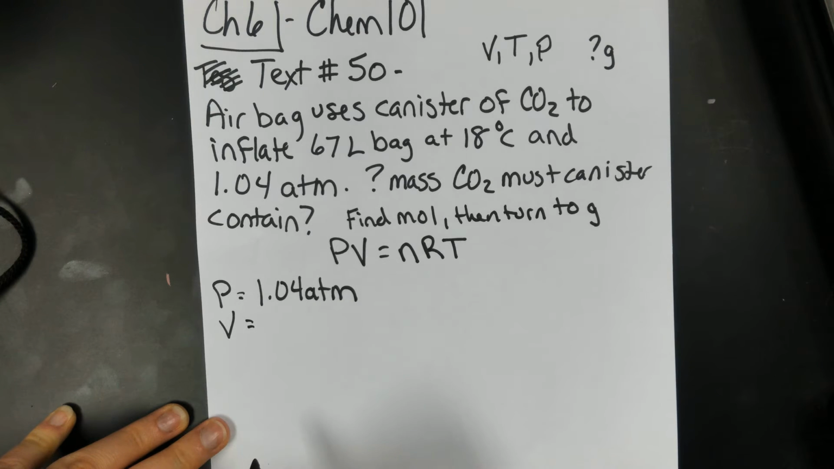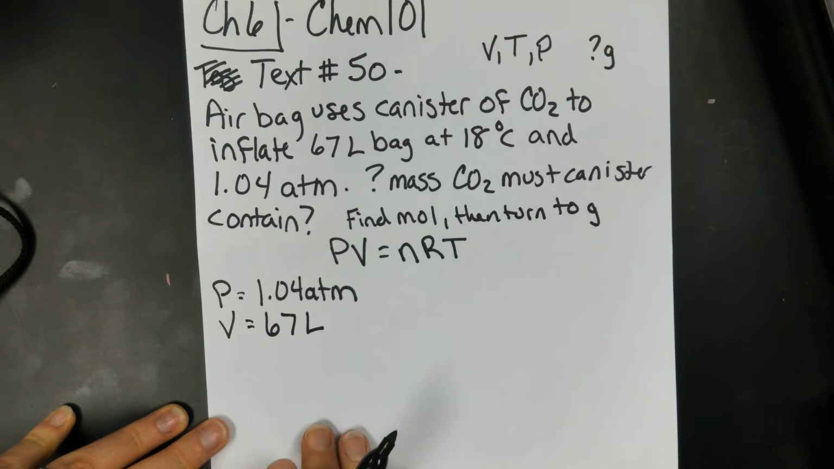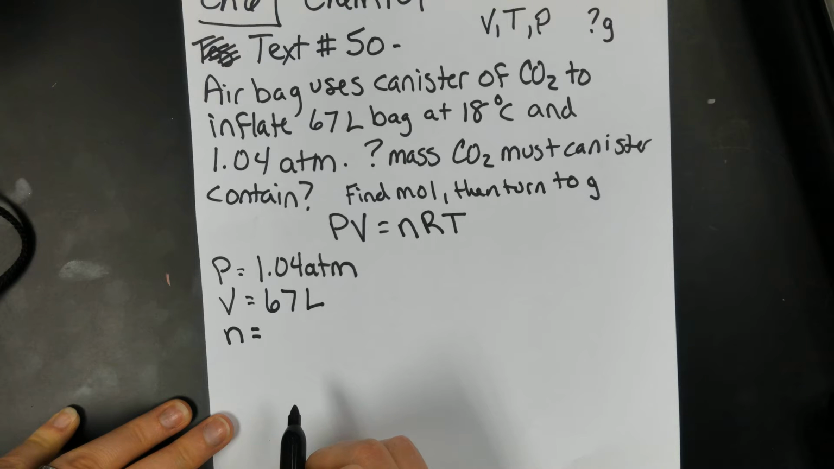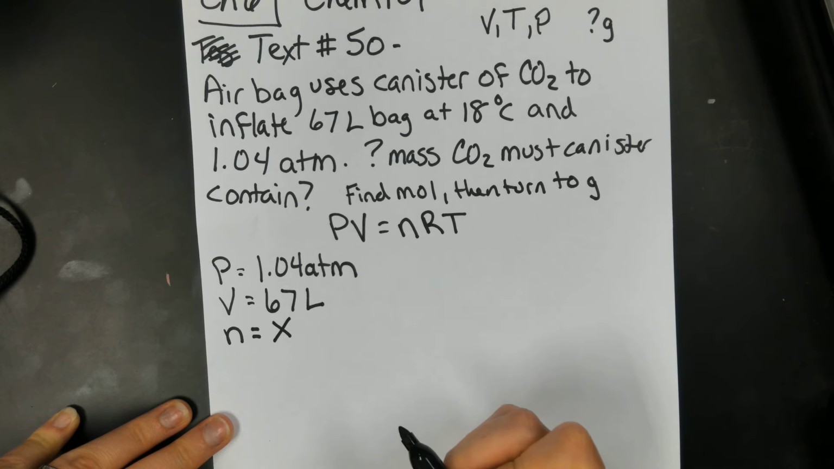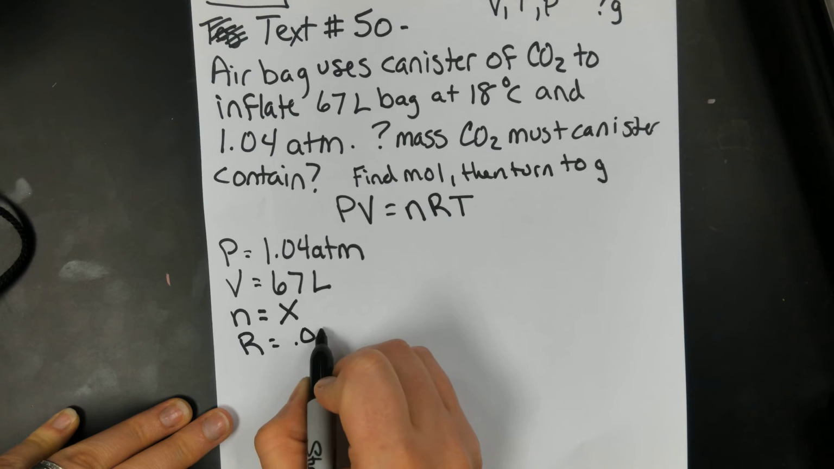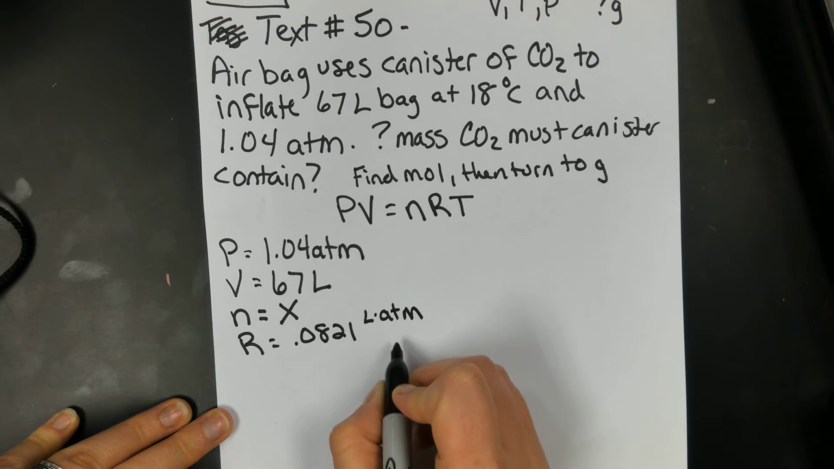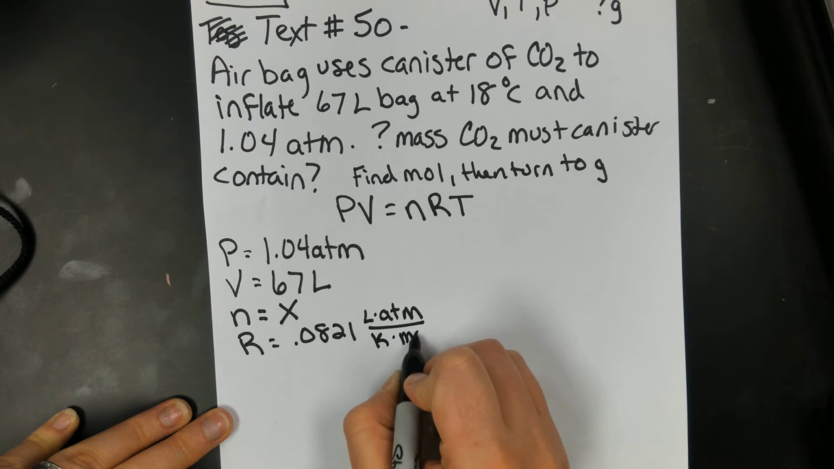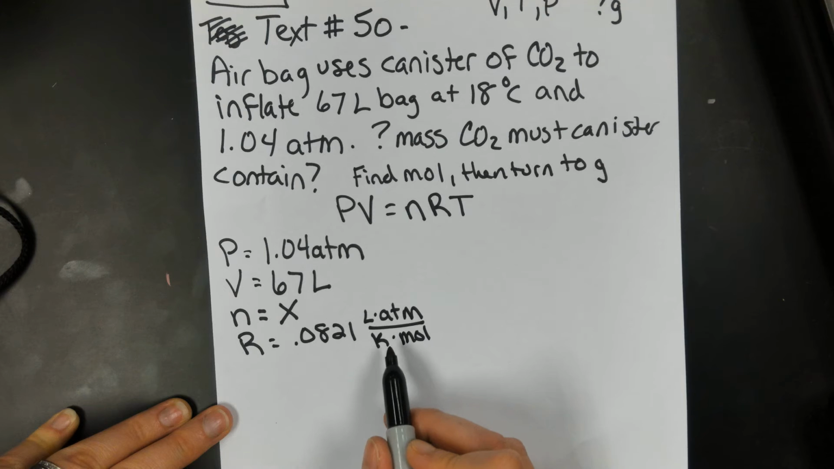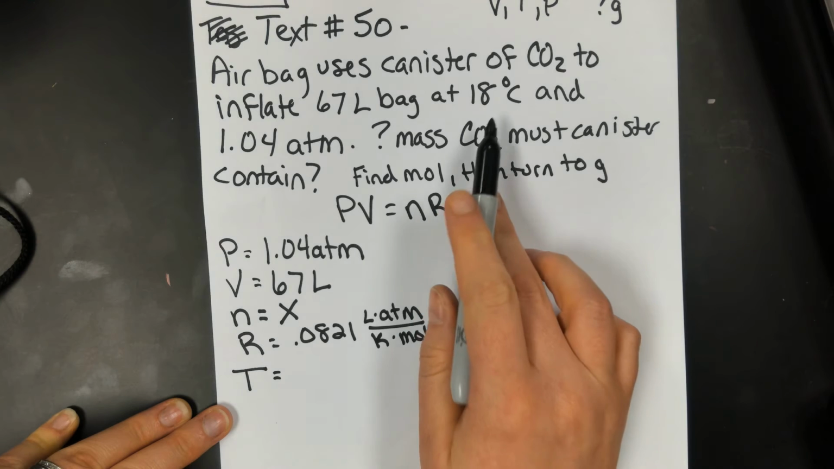Volume, do I know volume? 67 liters. And then n, do I know n, which is a number of moles? I don't. So this will be my unknown, number of moles. Do I know R? R is 0.0821 liters times atmosphere divided by Kelvin times mole, right? So this is a given. This will always be given. We don't have to question this. And temperature, do I have a temperature? I do. It is 18 degrees Celsius.